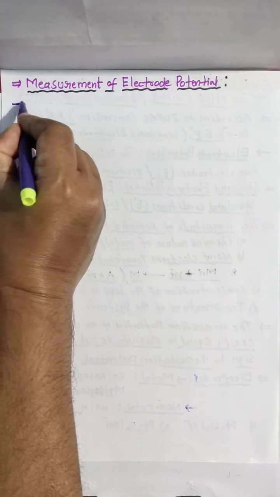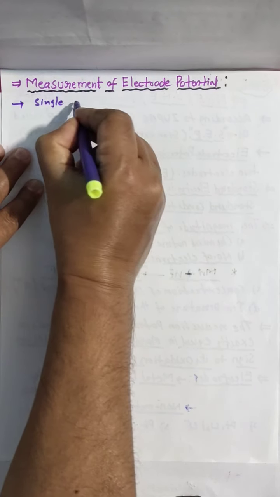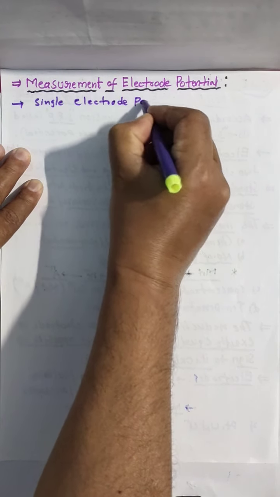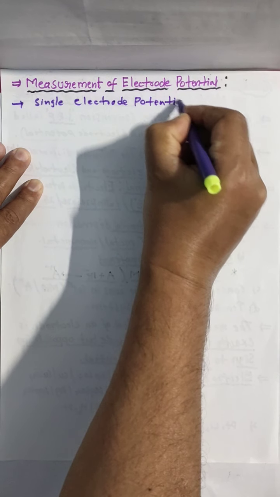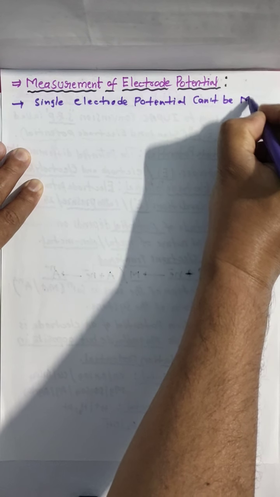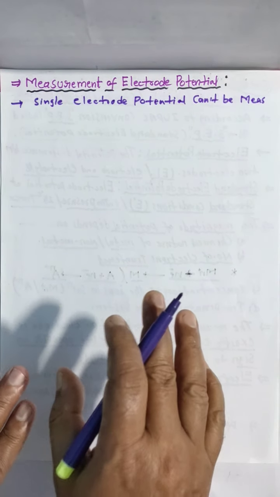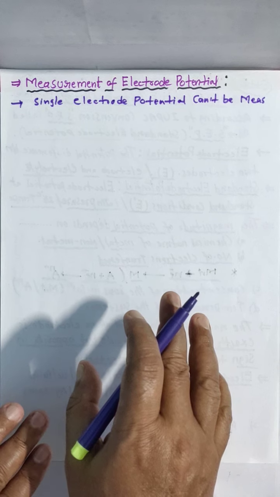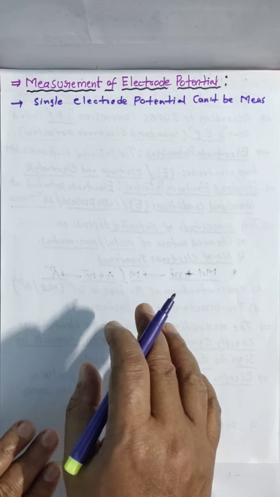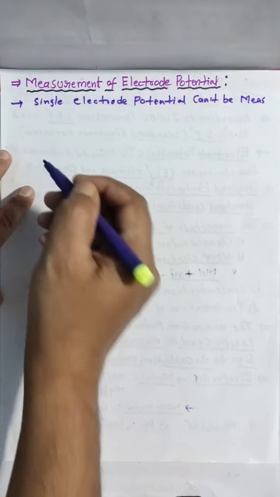Remember, single electrode potential can't be measured. Clear? It is impossible to measure single electrode potential experimentally. Therefore, a single electrode is combined with a second single electrode.